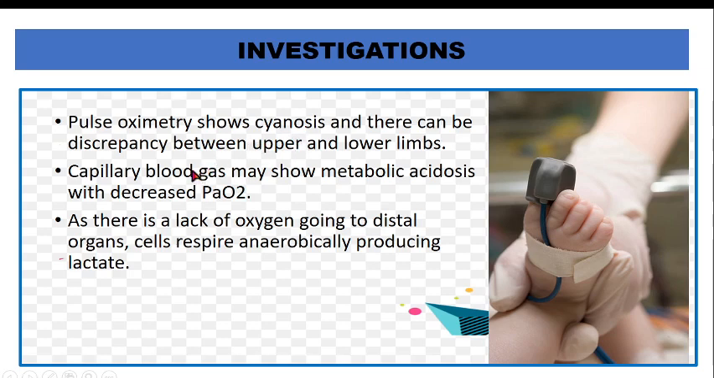And if you take an ABG, that is arterial blood gas analysis, the findings will show metabolic acidosis because of lactic acid generation with decreased PaO2. There is lack of oxygen going to distal organs, so cells respire anaerobically, producing lactate. Whenever there is less oxygen supply, lactate is produced by the cells because there is anaerobic respiration. Anaerobic means without oxygen supply.